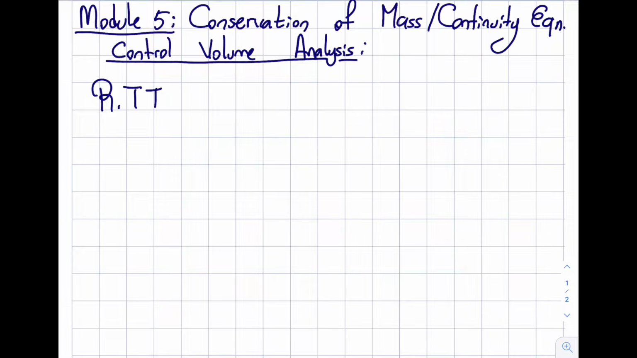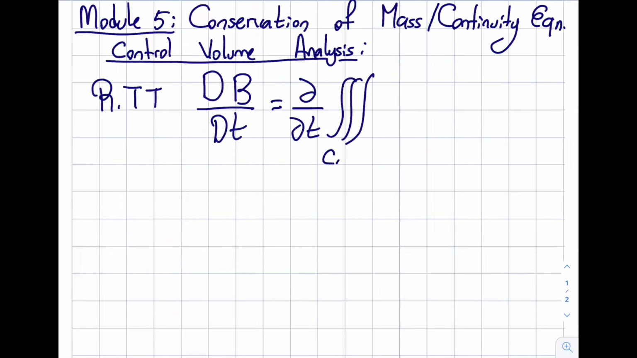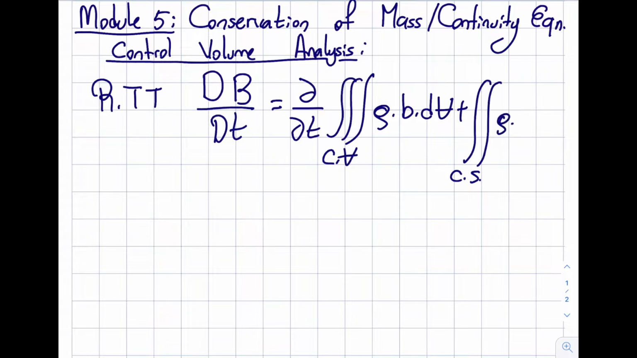I'm going to rewrite this from the previous segment from module number 4, but this is what it is. dB/dt will be equal to del/del t of the triple integral over the control volume of rho b d volume, plus over the control surface rho b V dotted with n dA. So this was my Reynolds transport theorem from the previous segment.